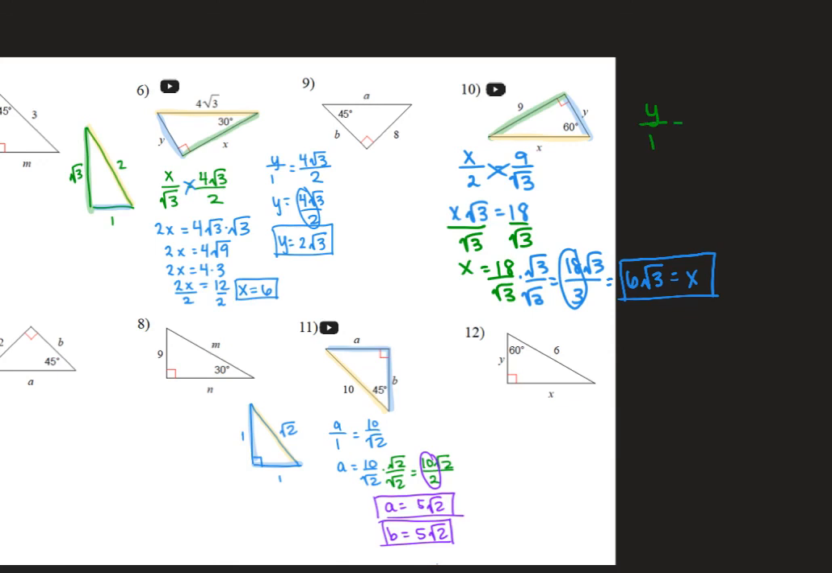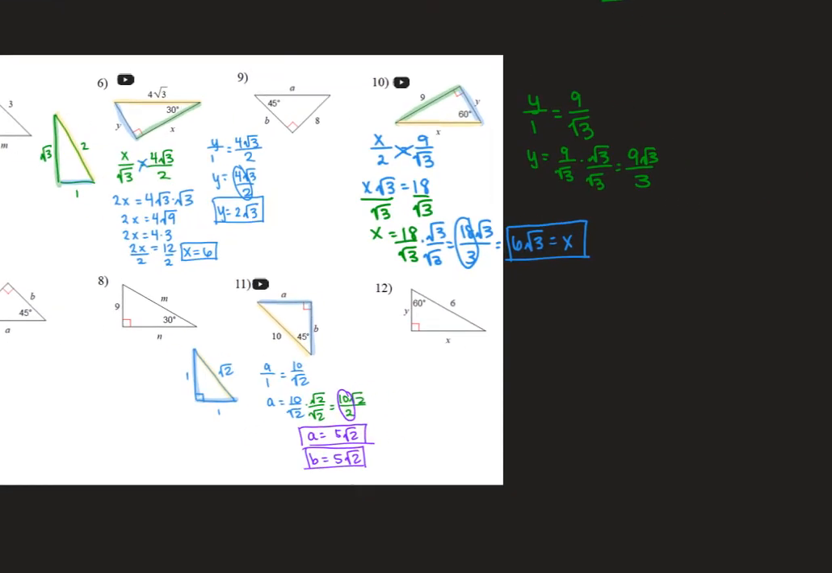And now to solve for y, y over 1 equals 9 over the square root of 3. So I did short over short equals long over long. We don't need to cross multiply because y is already by itself, but we do need to rationalize. So we have 9 root 3 over 3. And then this simplifies to 3 root 3.